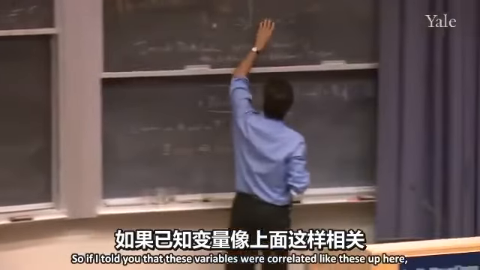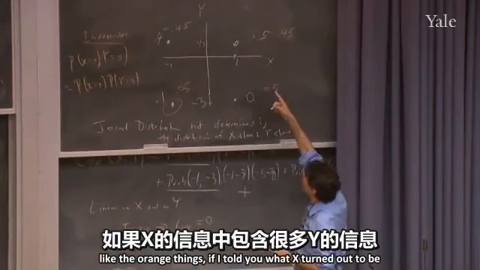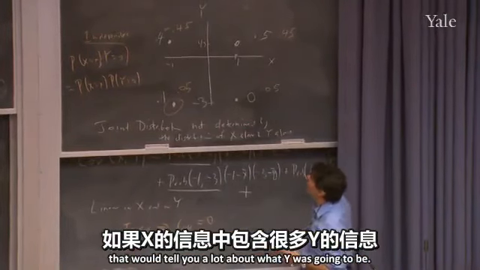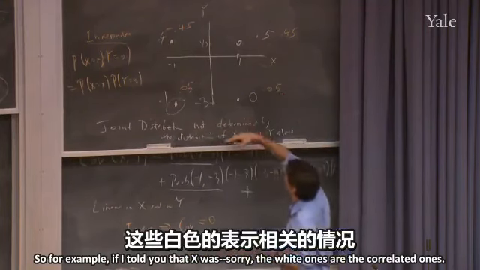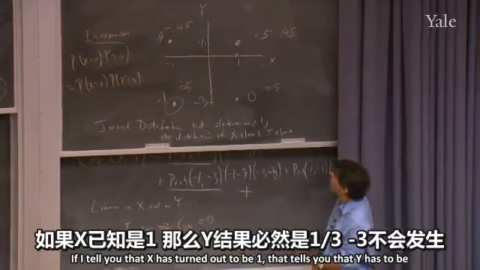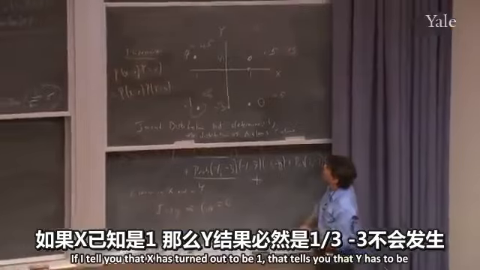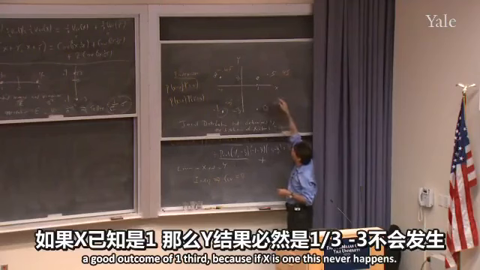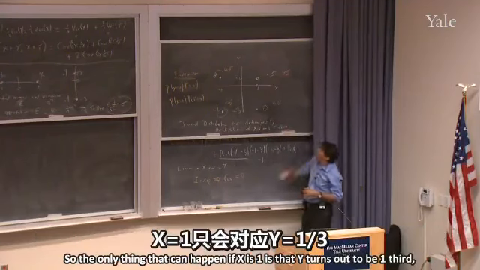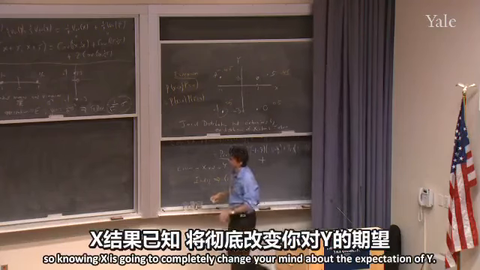Okay, so if I told you that these variables were correlated, like the white ones up here, if I told you what x turned out to be, that would tell you a lot about what y was going to be. So for example, if I tell you that x has turned out to be 1, that tells you that y has to be a good outcome of a third. Because if x is 1, this never happens. So the only thing that can happen if x is 1 is that y turns out to be a third. So knowing x is going to completely change your mind about the expectation of y.